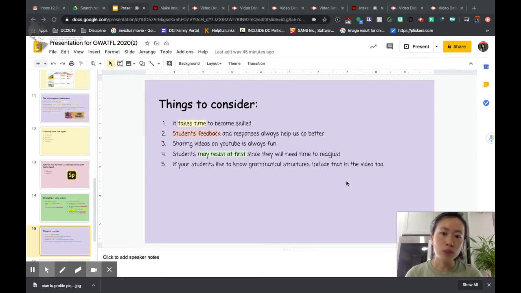And number four we need to take seriously is that students may resist at first, since this is a new way of learning and they may not accept it well, especially older kids. Older kids have been learning language the traditional way, and they want to know the structure. But my younger kids are very accepting of this approach. They are not used to the grammatical structure method, and they like to figure things out by themselves.